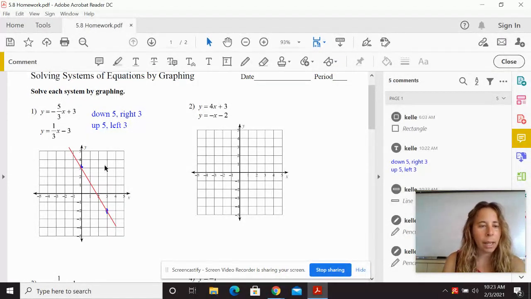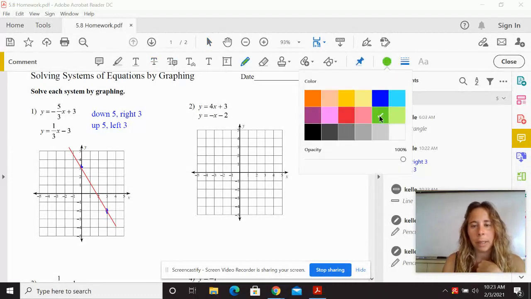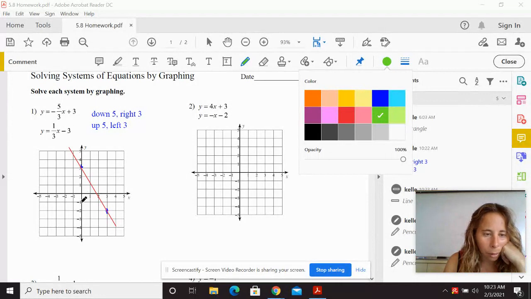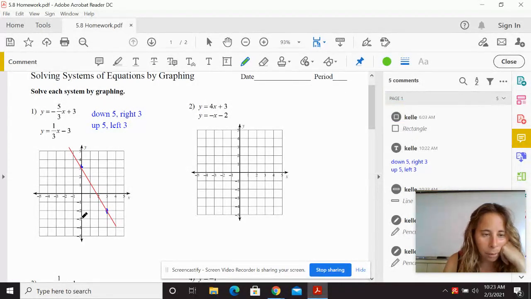Let's graph our second line. Our second line is y equals 1/3 x minus 3. Start out with the y-intercept. Let me grab a different color. We'll do green. My y-intercept is negative 3. Notice the negative sign. So negative 1, negative 2, negative 3. Here's my y-intercept.